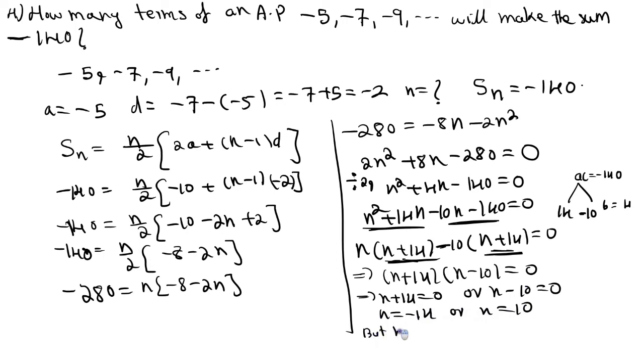But n is not equal to minus 14. Why n is not equal to minus 14? How many numbers? Counting means you need to take only positive numbers, right? Like minus 2 chocolates, minus 3 apples, all these are meaningless, right? Okay, negative counting is meaningless. So n is equal to 10 only. Counting means you need to take only positive values. So here the n value is equal to 10.